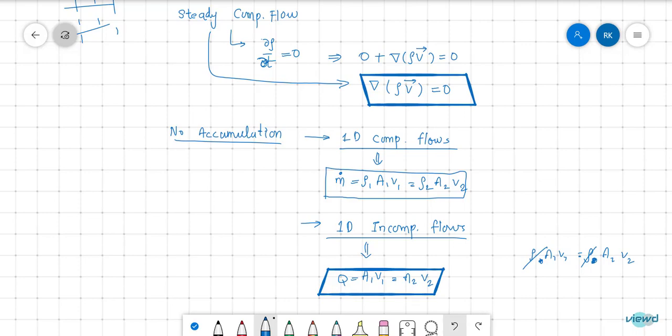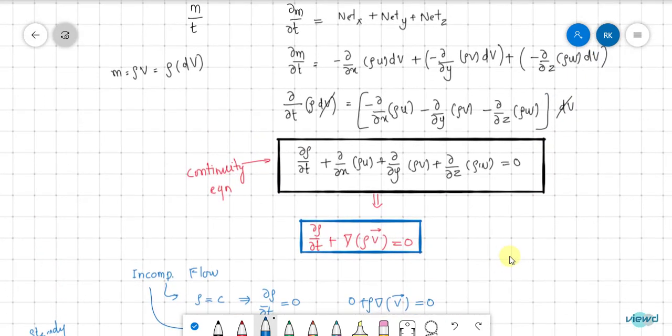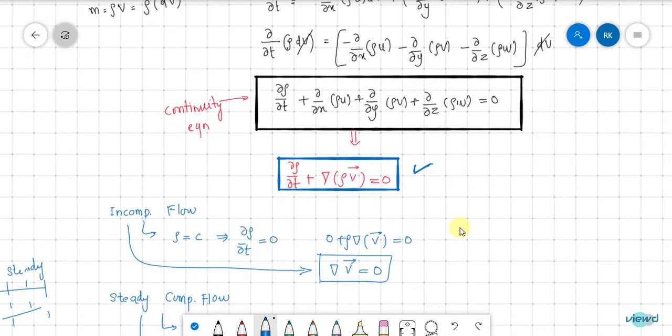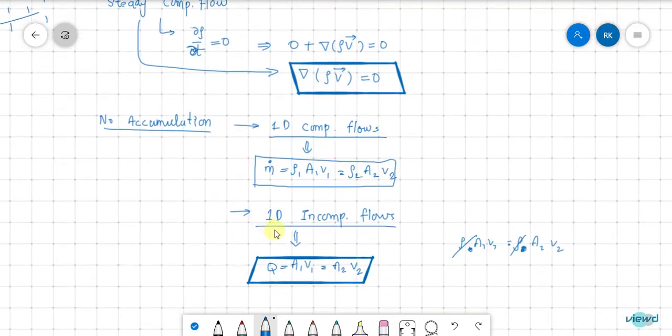That is about the continuity equation and conservation of mass. This is very important, so remember this continuity equation. Remember only this continuity equation, and you can derive any type of equation. If it is incompressible, if it is steady compressible, if there is no accumulation, then we can derive any type of flow.